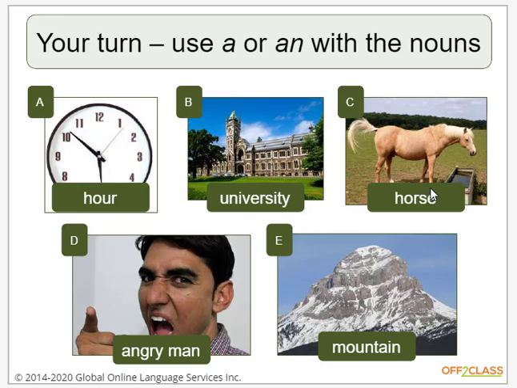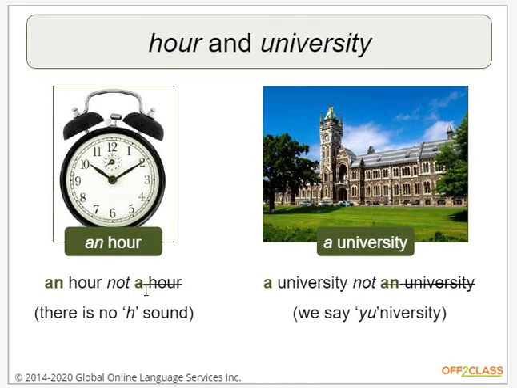Okay, how about horse? Is it a horse or is it an horse? Right? So remember, we're going back to the normal things now, because hour has the exception to the rule because of how our grammar rules work. So if we go back to hour, we don't like to hear two vowel sounds together, because remember, there's no H sound with hour. That's why we say an hour.